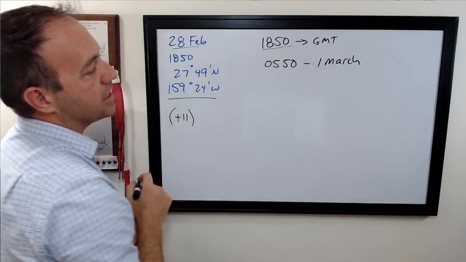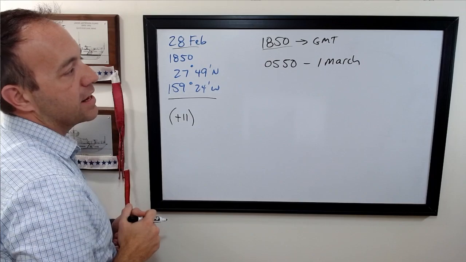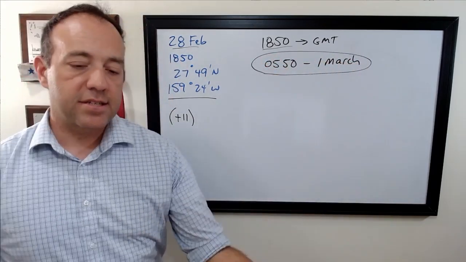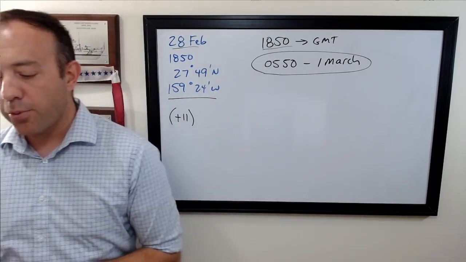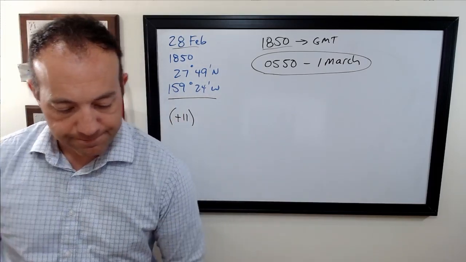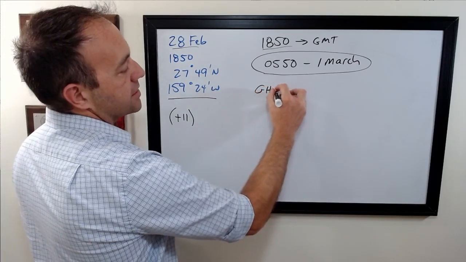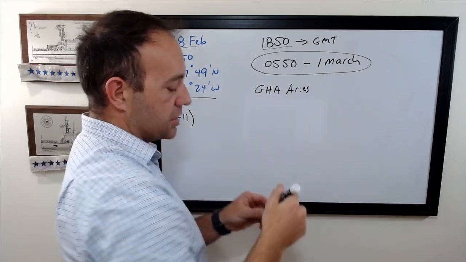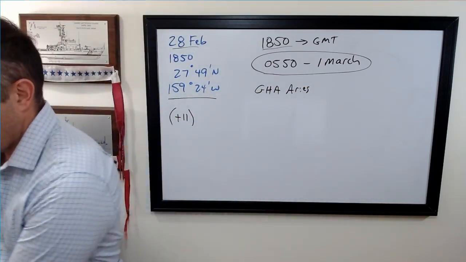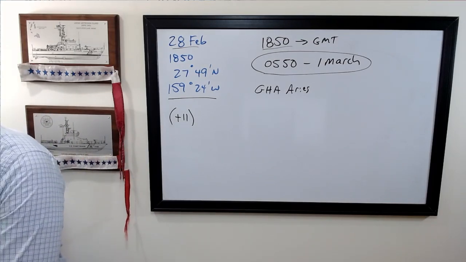We're turning this into GMT. We're 11 hours back on GMT, so we're going to turn that into GMT, and this is going to be the time of observation. This is a core skill for this type of problem. It's not what I want to focus on tonight, but suffice to say that's what we're looking for. So we need to get the GHA of Aries. To do that, we're going to refer to the nautical almanac. And our date was 1 March, right?